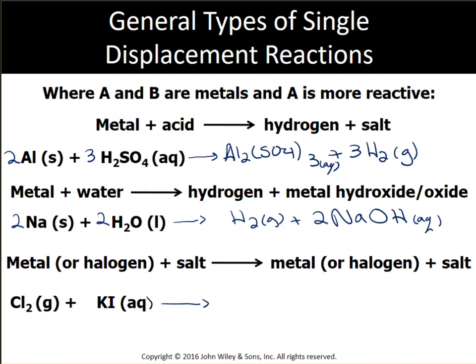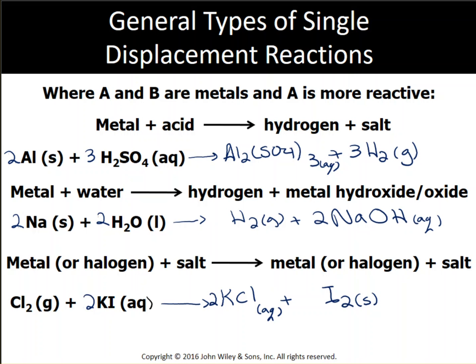So chlorine is going to replace iodine. So you get potassium chloride and I2. So iodine is solid at room temperature, and potassium chloride is soluble in water based on the solubility table. So this appears as aqueous, and now we gotta balance the reaction, and this is balanced now.